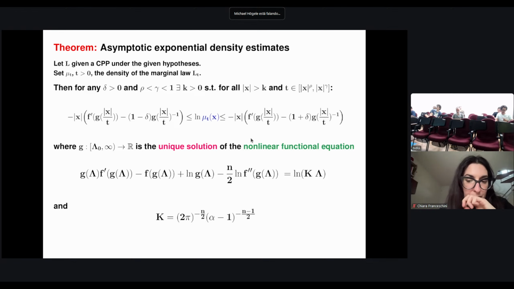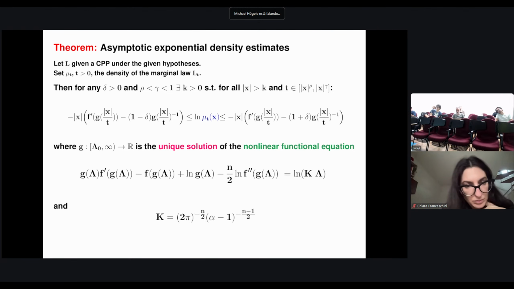These estimates have a main term, f prime of g of the norm of x over t. We can even see the dependence on time here, which typically you have to be very close in order to see these asymptotics. And you have a lower order error term, which is just g itself. Now the question is, who is g? And g is the unique solution of a certain functional equation.